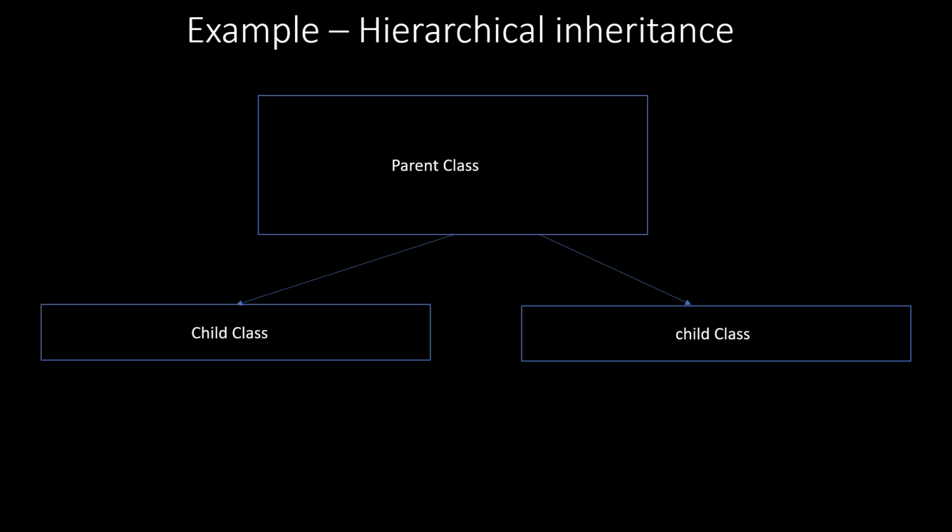And then we have the hierarchical inheritance. So we have a parent class, and then we can have the two child classes. So this is called as hierarchical inheritance. So the child class can access the parent, and another child class can also access the parent. So this is called as hierarchical inheritance.